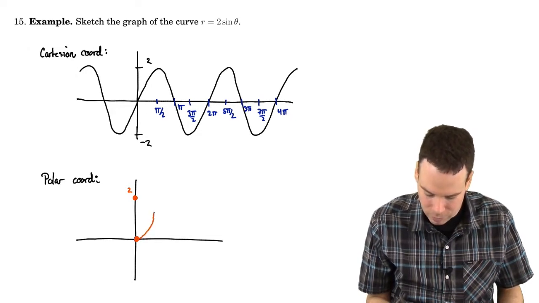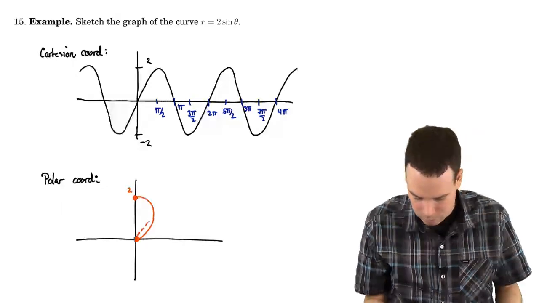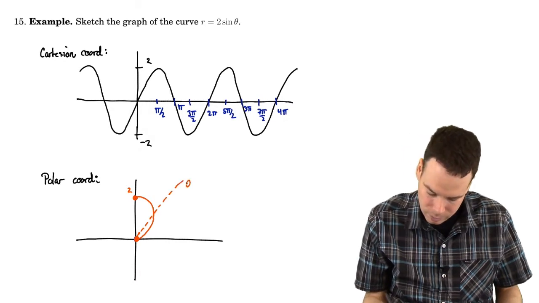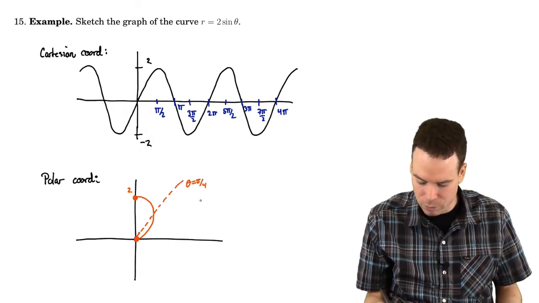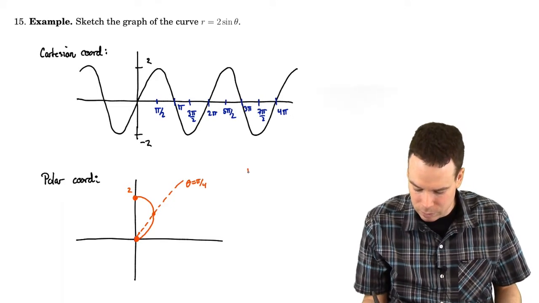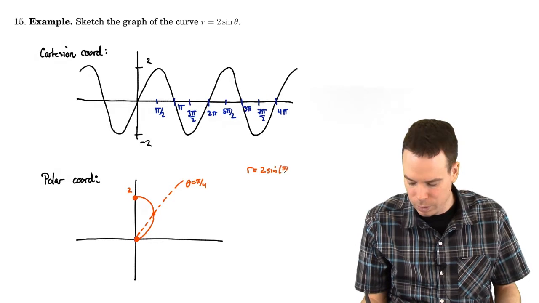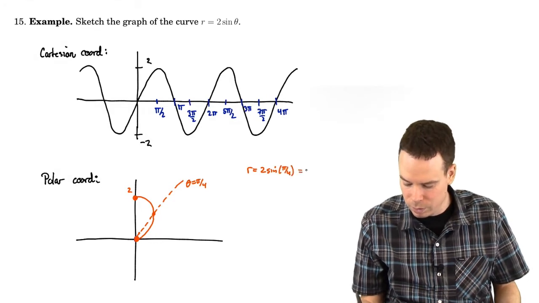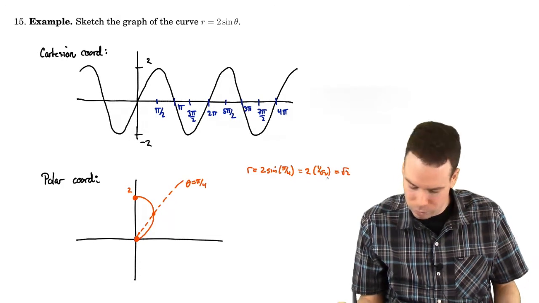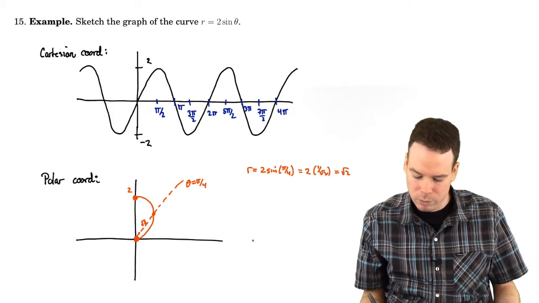My r value, I'm getting farther and farther away from the pole, so that, for example, when I'm out here at theta equals pi by 4, what is r when theta is pi by 4? That's 2 sine of pi by 4, or in other words, 2 times 1 over root 2, or root 2. So there's my r value. It's root 2.